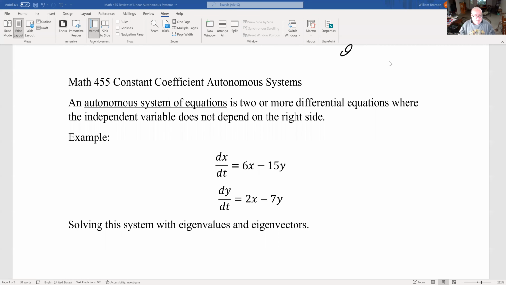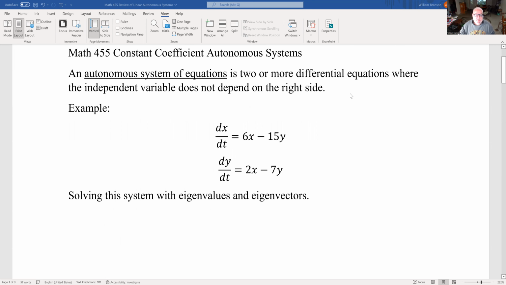Okay, so constant coefficient autonomous systems. This is a little bit of a review of things that we did in Math 327. So an autonomous system of equations has two or more differential equations where the independent variable does not appear on the right side. So here the independent variable is t, right? And x and y, these differential equations don't have t appearing explicitly in them on the right-hand side.